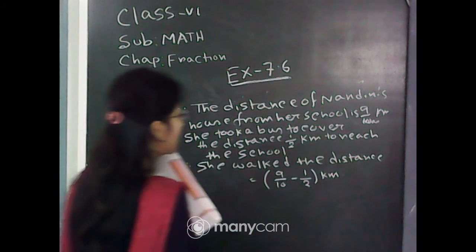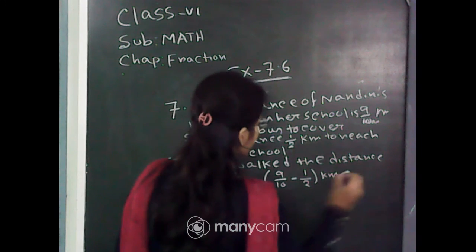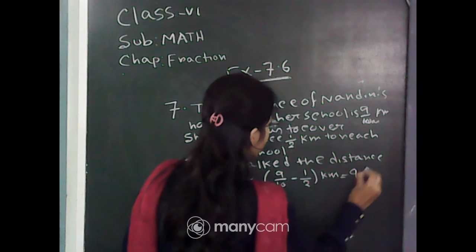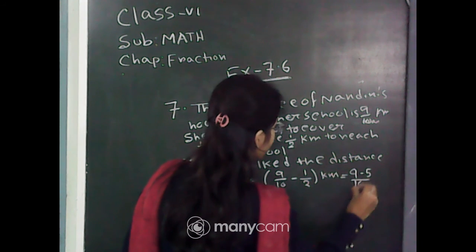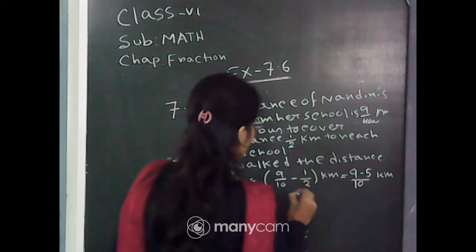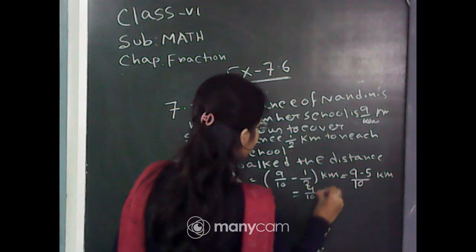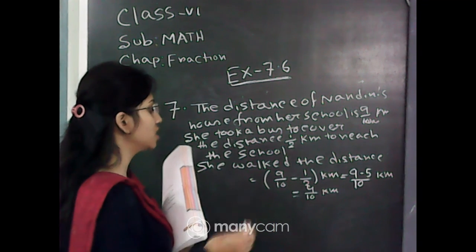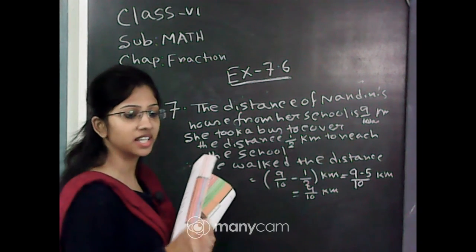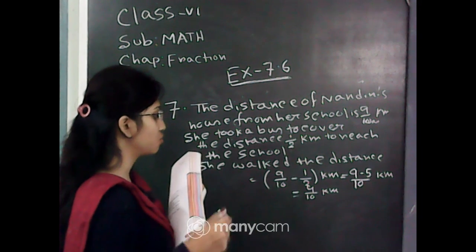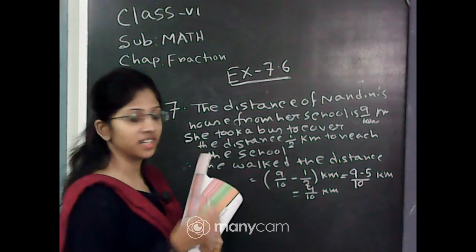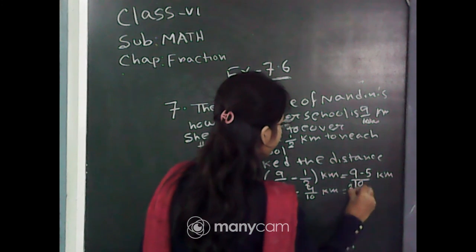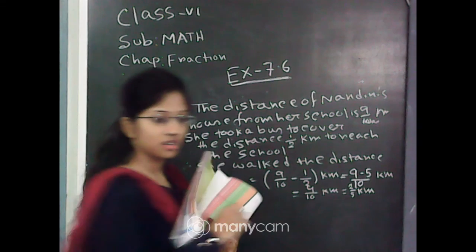Now LCM of 10 and 2 is 10. Therefore, we multiply this fraction by 5 and we get 9 minus 5 divided by 10 km, and this is equal to 4 divided by 10 km. We now convert this fraction into its simplest form. For this, first we will find the HCF of 4 and 10, and HCF of 4 and 10 is 2. Therefore, we divide both the numerator and the denominator by 2 and we get 2/5 km. Clear?